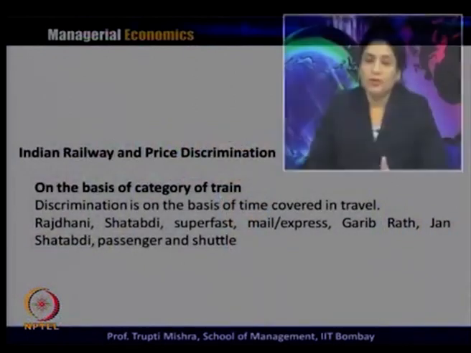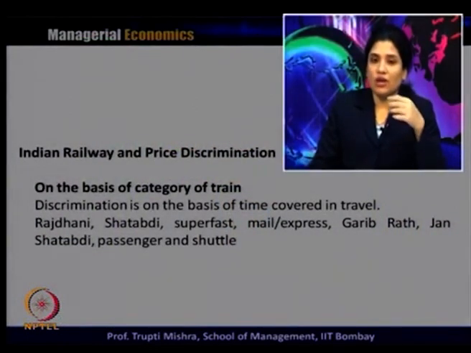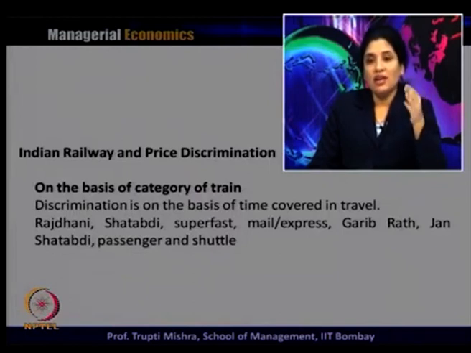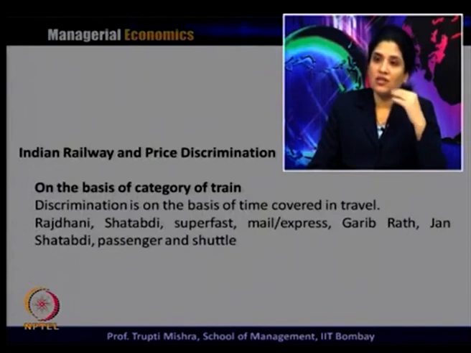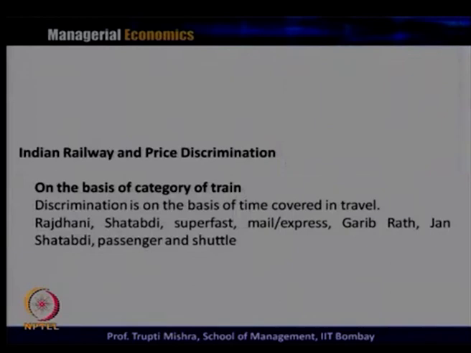Then on the basis of the category of train. What is the big difference here? Someone is traveling by Rajdhani, someone by passenger train, someone by mail and express. Here the discrimination is on the basis of the time taken in the travel. Rajdhani takes the lowest time, while the passenger train takes the highest time. Since the consumer is able to reach in less time, he is charged for that. Or if the consumer is traveling by passenger train and takes more time to reach the destination, he gets a concession for this.